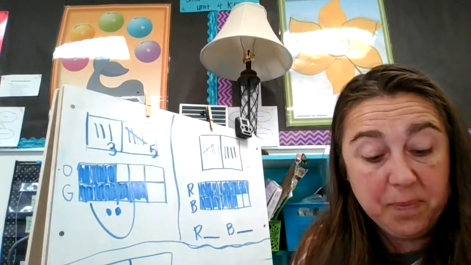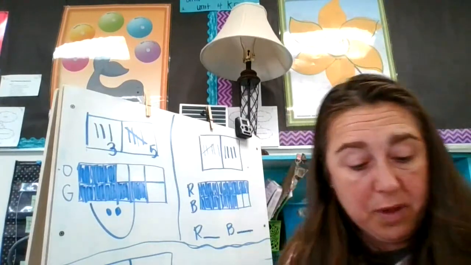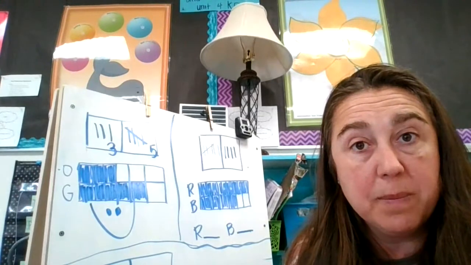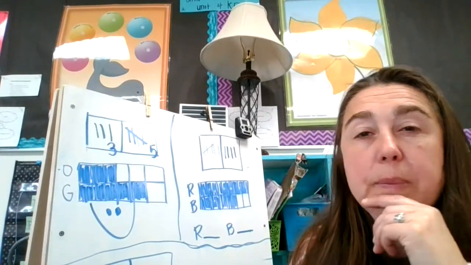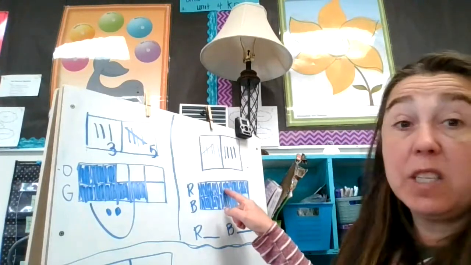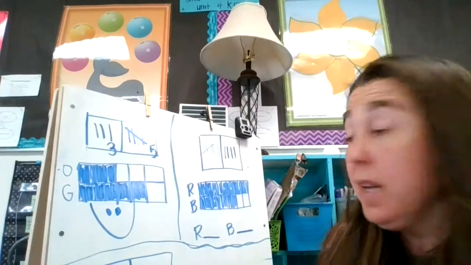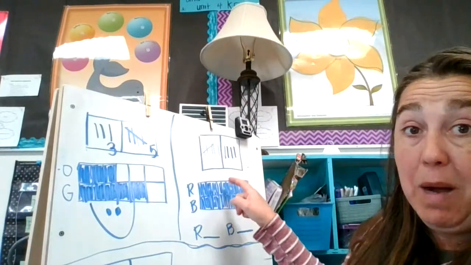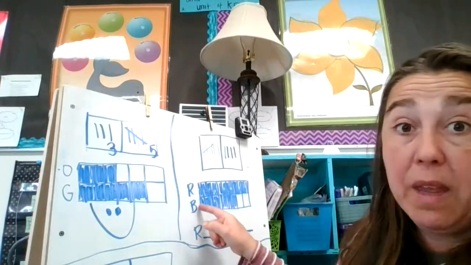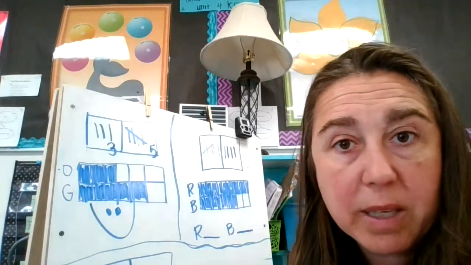How'd we do? We got 6 for the red and 4 for the blue. So what could this graph tell us about reds and blues? Oh, it could tell us that 6 is greater than or bigger than 4. It could prove that 4 cubes is smaller than 6 cubes. It could also prove that we have more red than blue or less blue than red. So amazing, your brains grow every day.